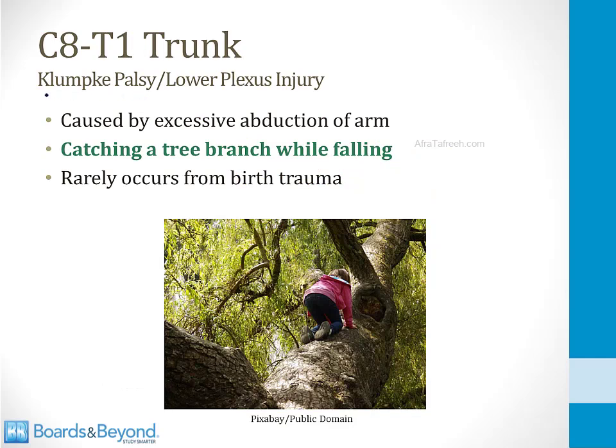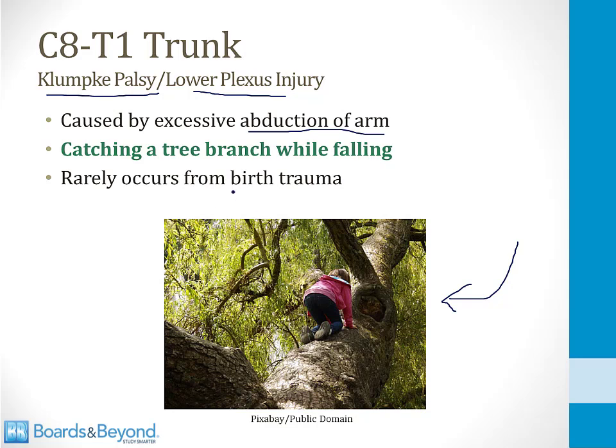This is also called a Klumpke palsy or a lower plexus injury. This type of brachial plexus lesion is usually caused by excessive abduction of the arm. The classic way for this to happen is for someone to fall from a tree branch like this girl shown on the screen and then try to catch another tree branch to prevent themselves from falling. The arm is then yanked outwards and upwards. That's abduction, and that can cause a C8 to T1 trunk injury.